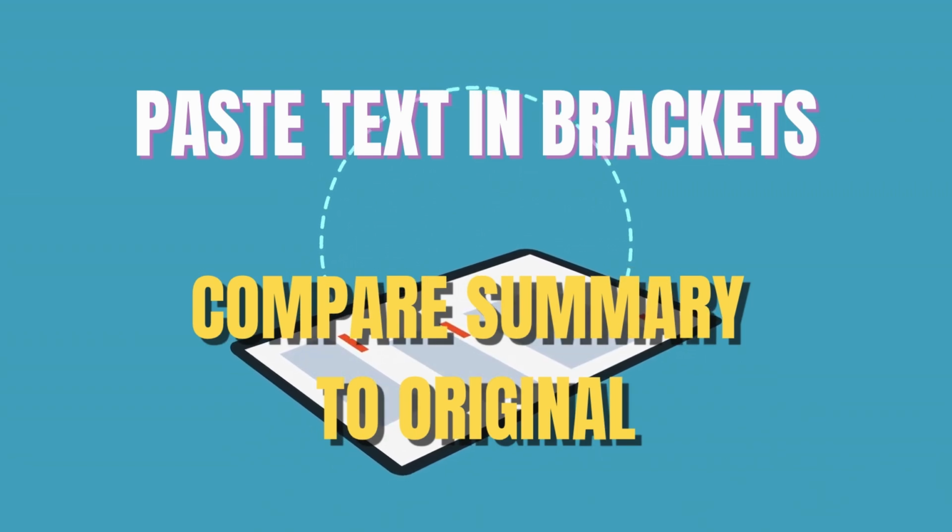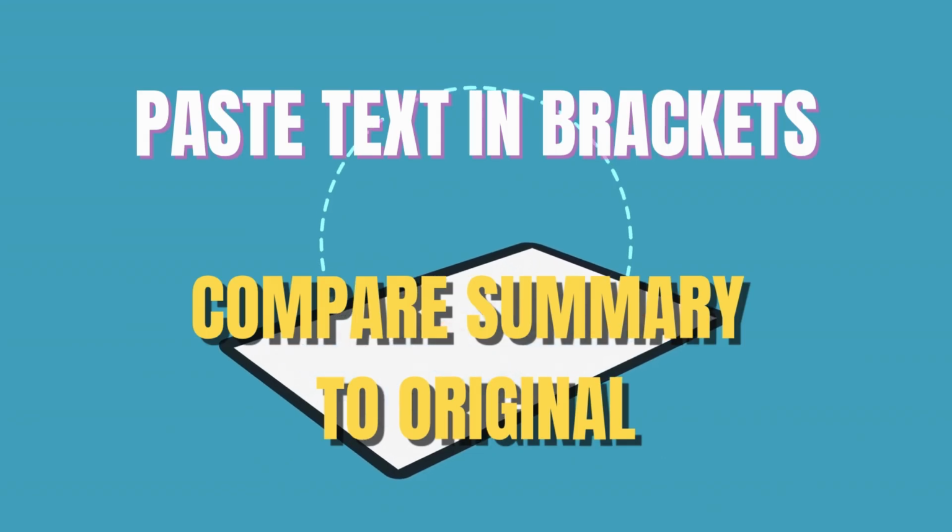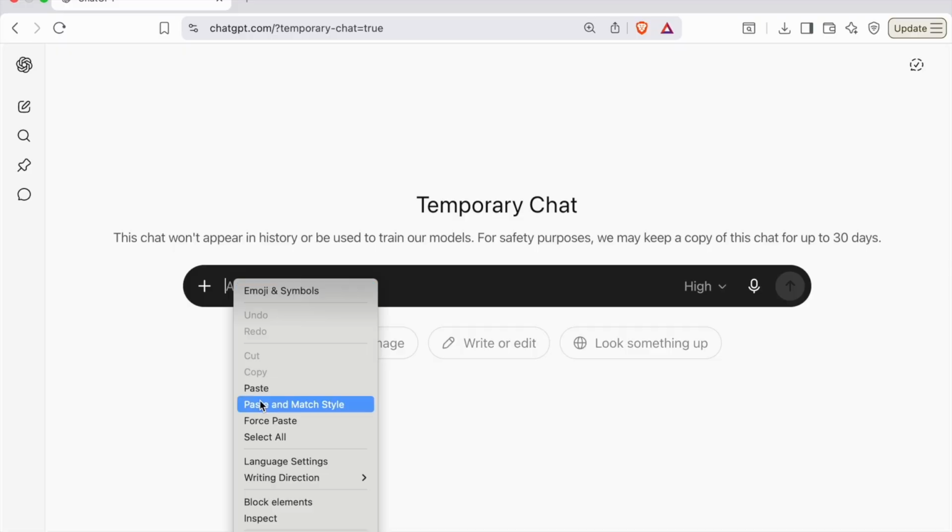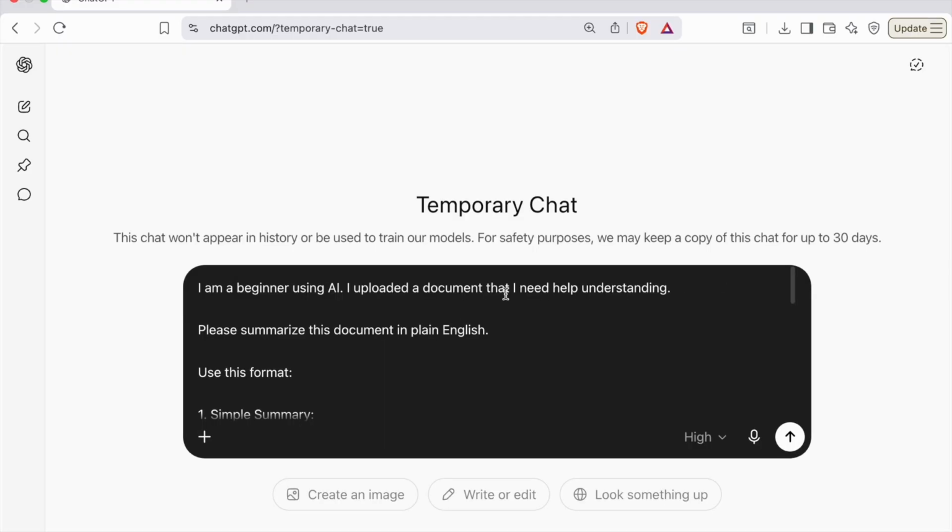After we submit the prompt and the AI answers, we need to compare the summary against our original document. So here's a prompt you can use. I'm a beginner using AI. I uploaded a document that I need help understanding. Please summarize this document in plain English and use this format.